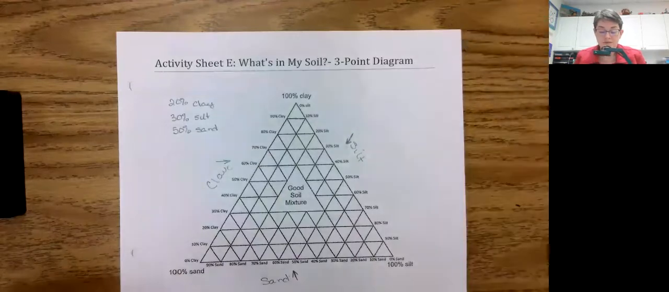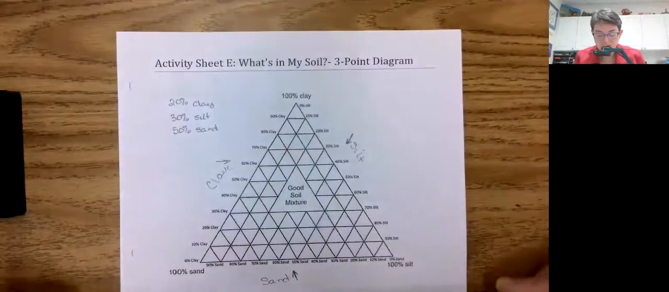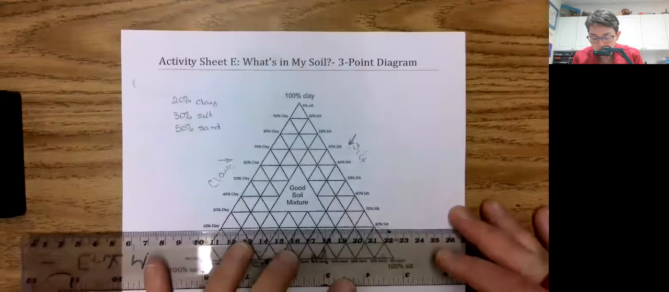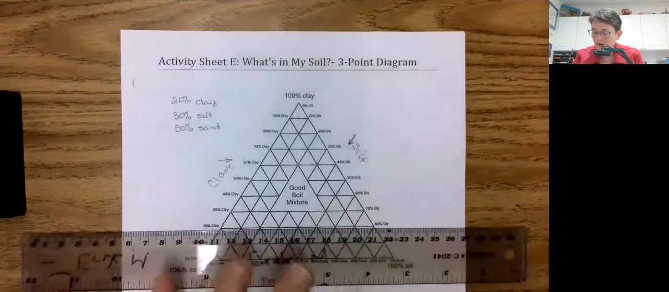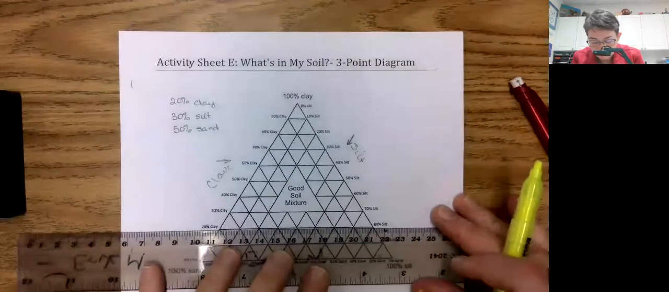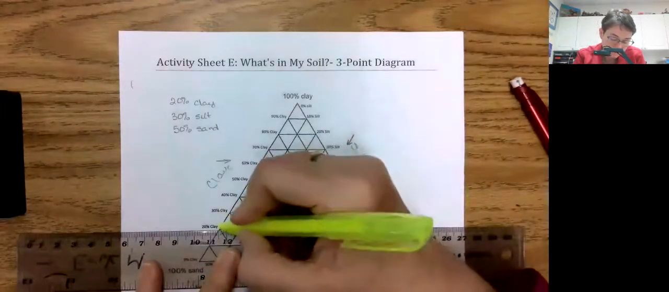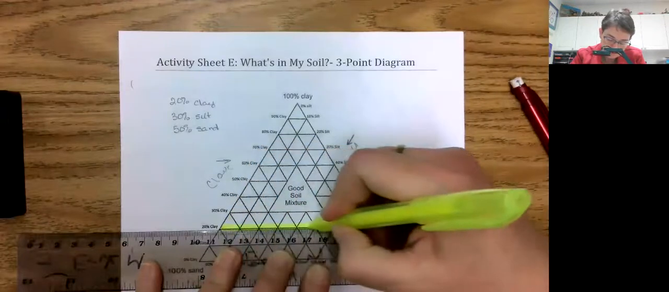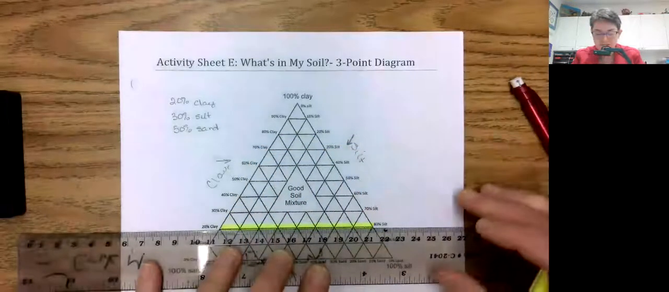So we have something up here. I've got my information. It says 20% clay. So clay I like doing first because it's straight across. So I'm going to put my ruler there. And I'm feeling pretty confident today, so I'm just going to use my highlighter right away. And it's also easier for you to see. All right, so there's 20%.